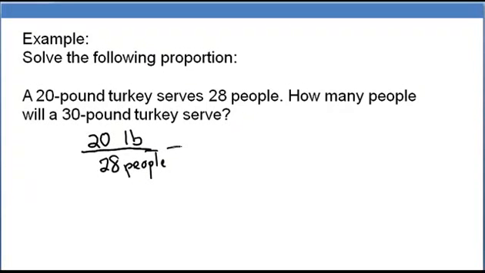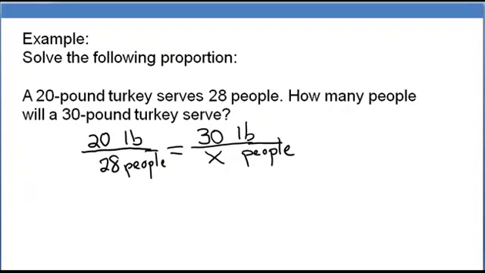And when we set the second one up, we're going to have pounds of turkey in the numerator and people in the denominator. Even if they change the order of the words, you need the same labels in the same positions. So it starts out and says how many people. So put an X there. Will a 30-pound turkey serve? So that will go in our numerator. Then we're ready to solve.